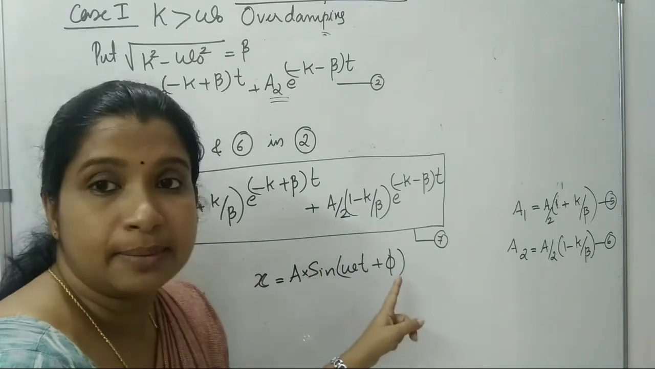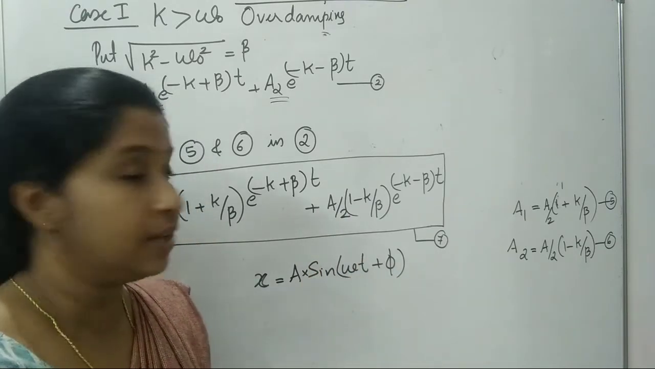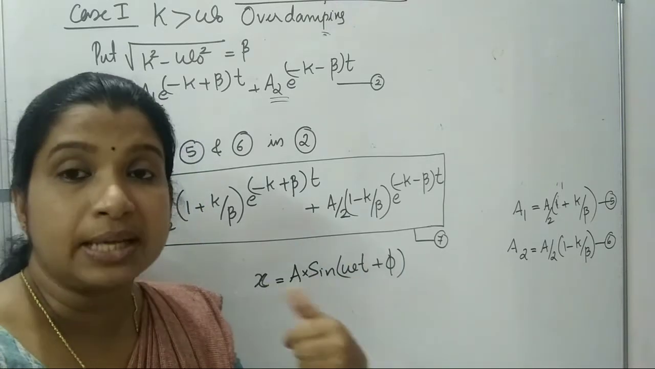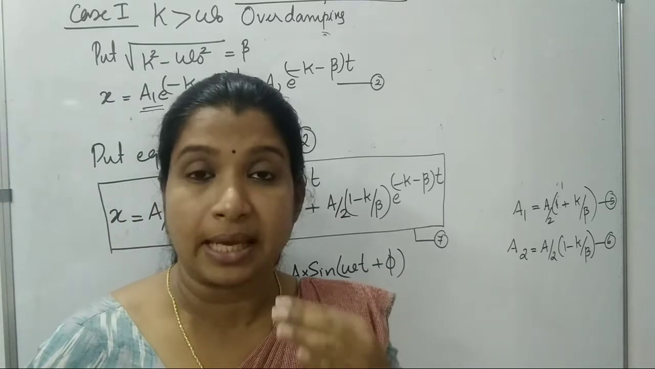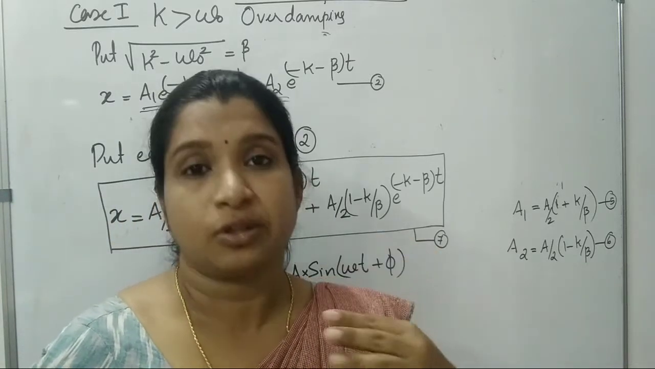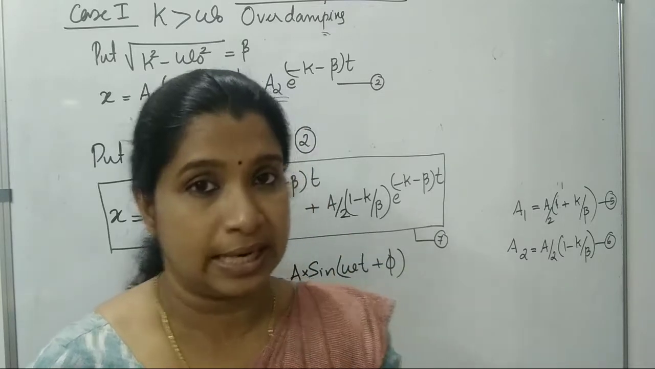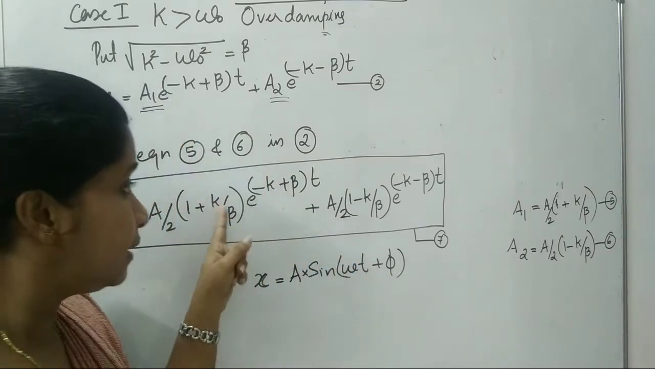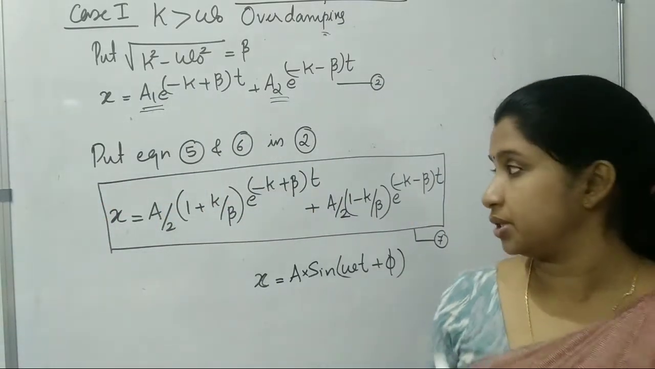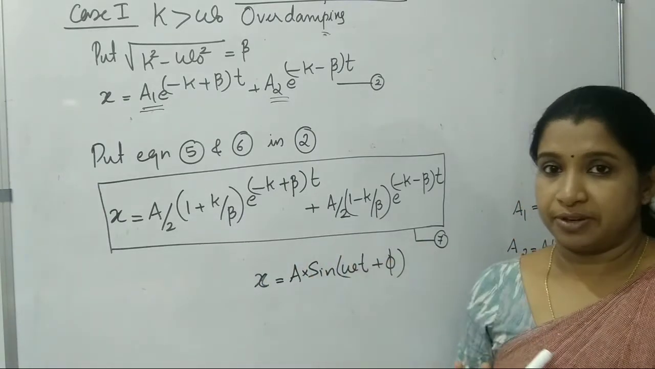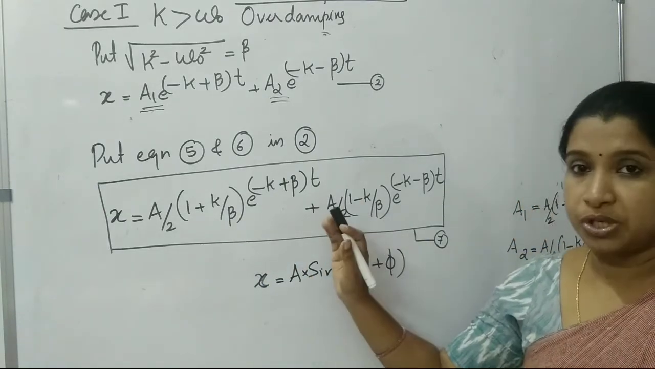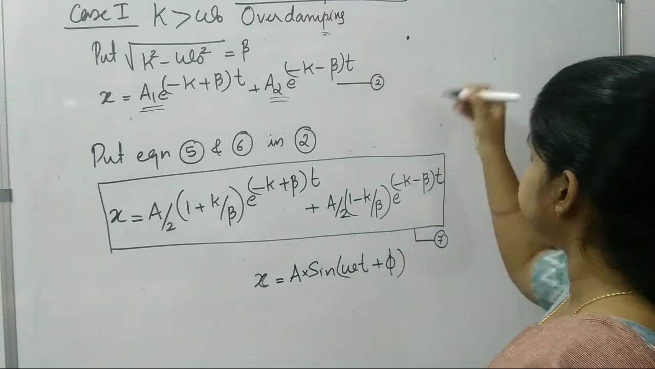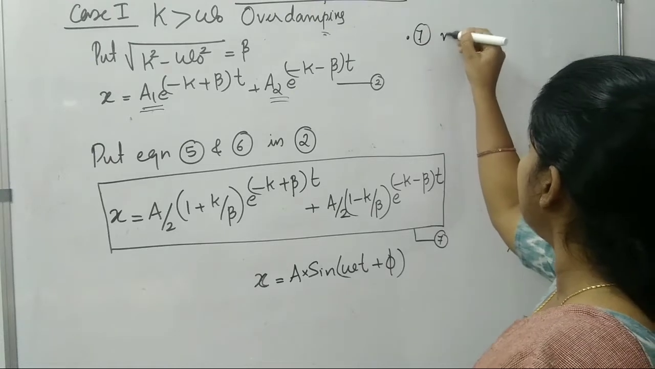Then sin omega t plus phi: what's the meaning of the sine function? If a sine function is associated with a mathematical equation, that equation is periodic in nature. Periodic means it repeats in regular intervals of time, or that the body is oscillating. This is the meaning of the sine function. First we check whether this equation contains a sine function or not. In this equation, there is no sine function. So we can state this motion is aperiodic or non-oscillatory. So the first point is: in equation 7, no sine function.